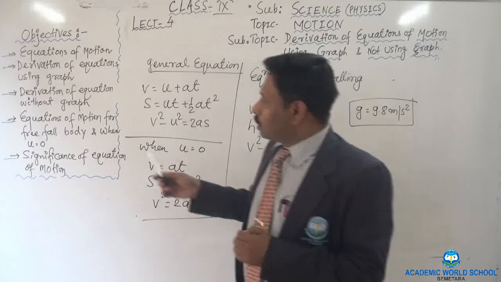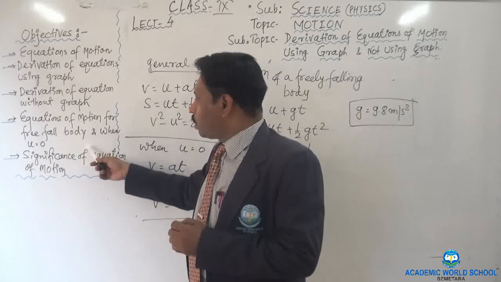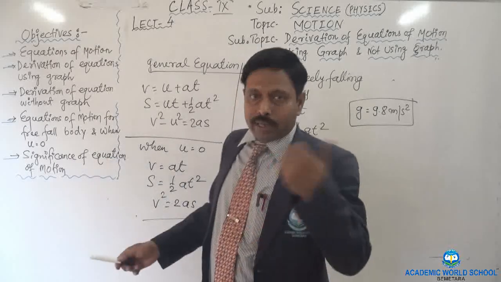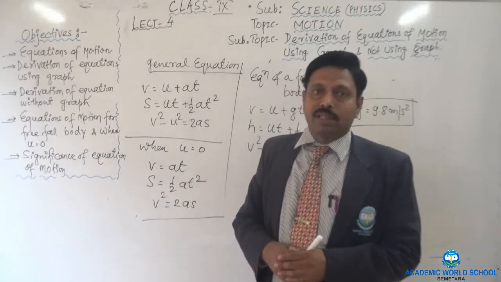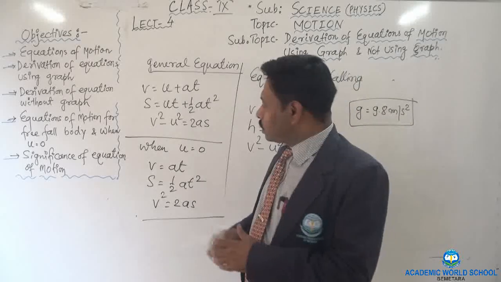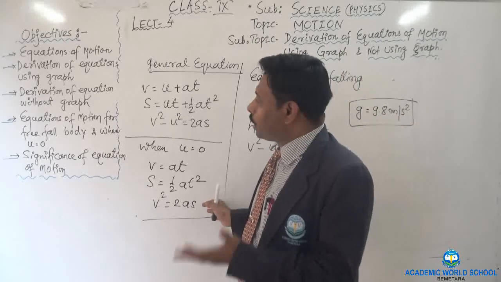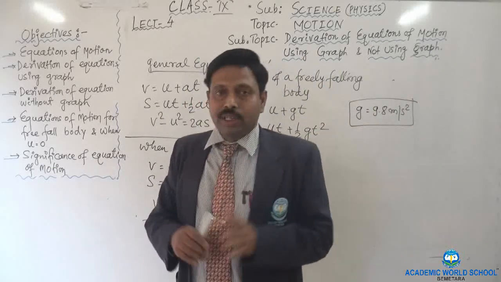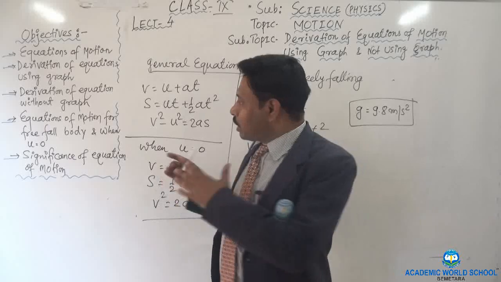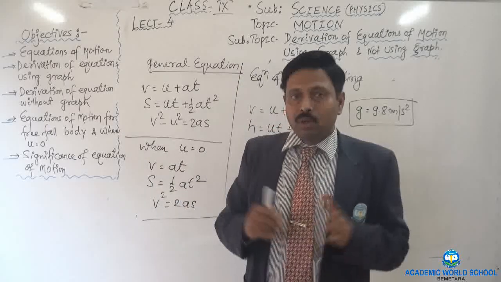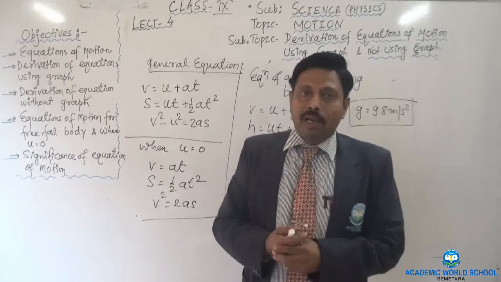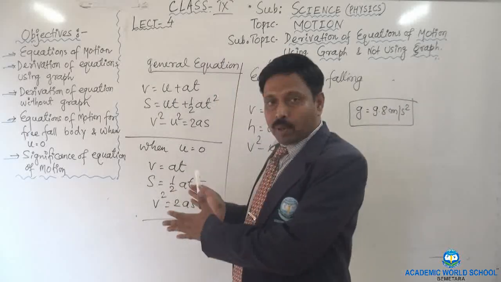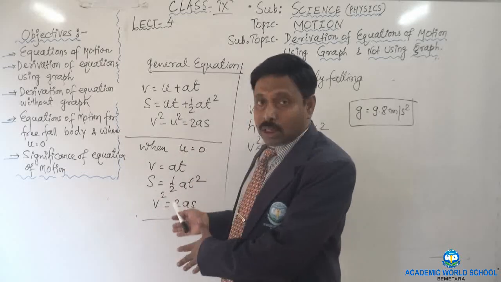Next I told you the equations of the motion for the free fall body, taking the small g, acceleration due to gravity. Also I explained the meaning of acceleration due to gravity. And I also told you the equations when u equal to 0. And at last, the significance of the equations of the motion. Significance means these equations of motion are used to solve so many numerical problems. In my next session, I will solve the numerical problems using all these equations.